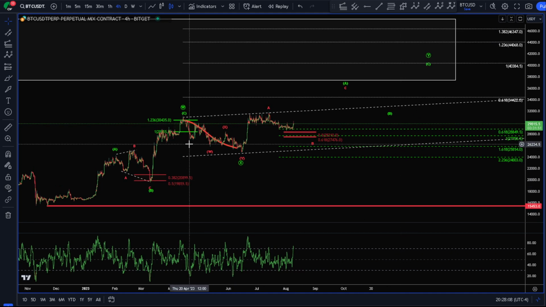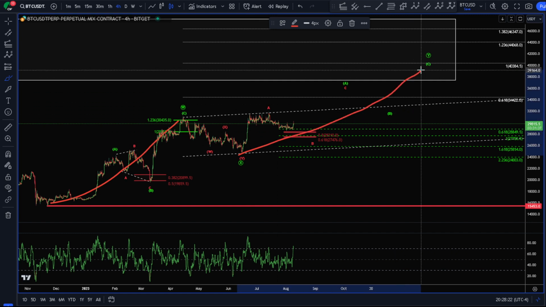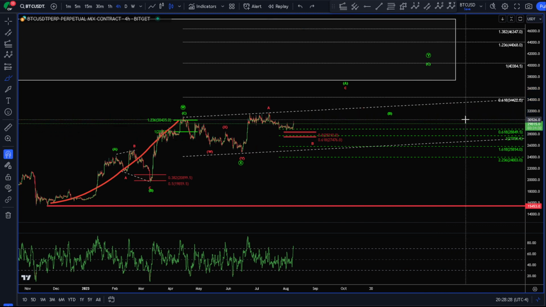Now my longer term targets, if the wave is completed, is up here at the 1-to-1, where the Y wave will be equal to the W wave. That's 1-to-1 around 40K before we'd expect potential rejection to the downsides.